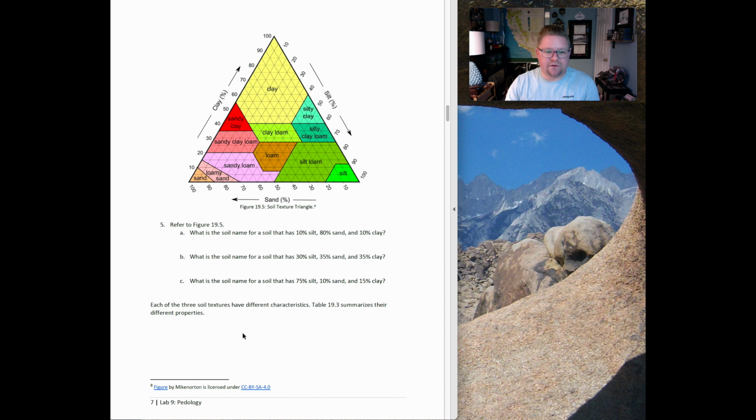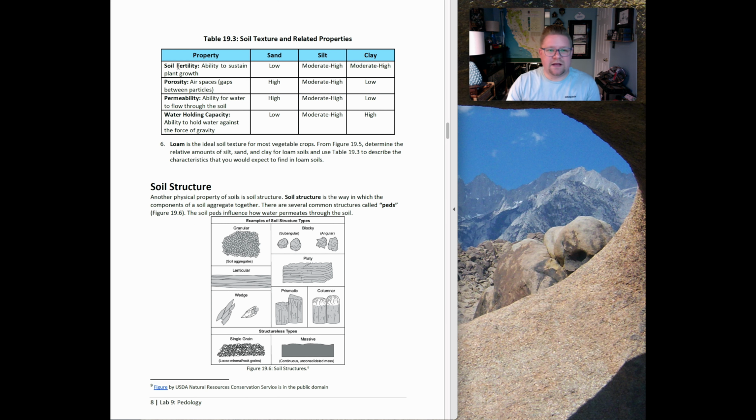And it says each of the three soil textures have been characterized in table 19.3. Summarize their properties. So here we have, again, some properties, the amount of sand, the amount of silt, and the amount of clay, and it gives you the properties. As an example, a soil with fertility will have the ability to sustain plant growth. It must have low sand, moderate to high silt, and moderate to high clay. And so based on that, you're going to be able to answer these questions.